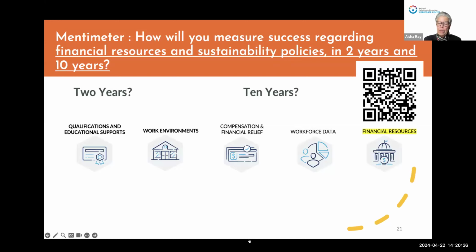So if you use the Mentimeter, there's a place to respond in terms of 2 years. What are your measures of success in 2 years around these two dynamic issues, financial resources and sustainability policies? And then in 10 years, what are you expecting you will see and how will you measure it? So if you take a moment for that, that would be great.